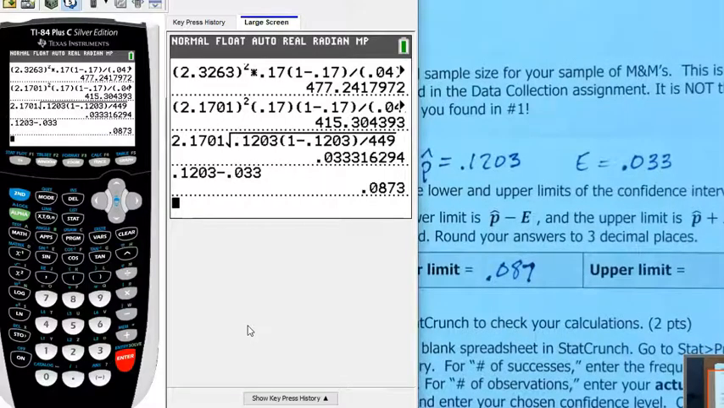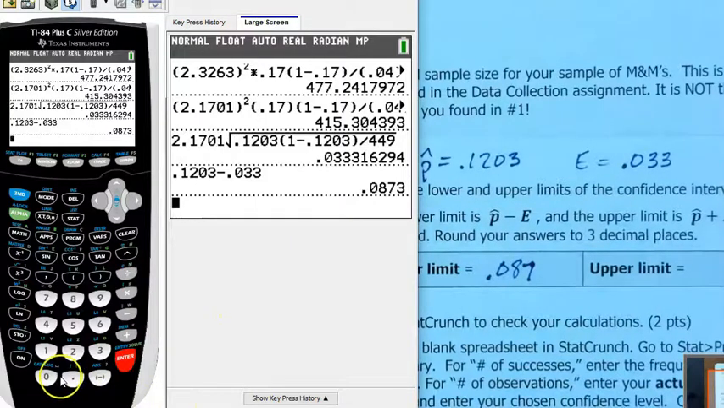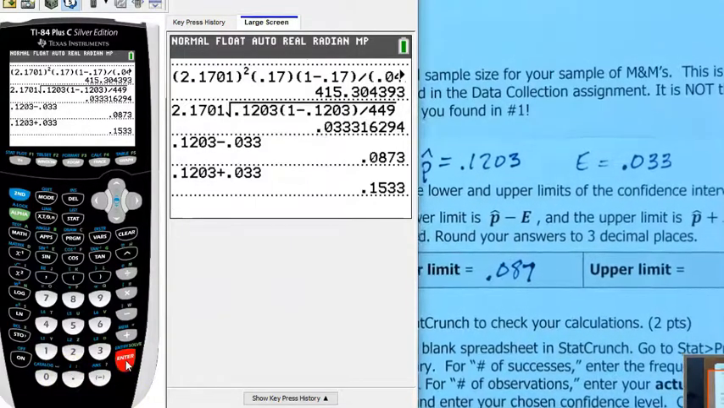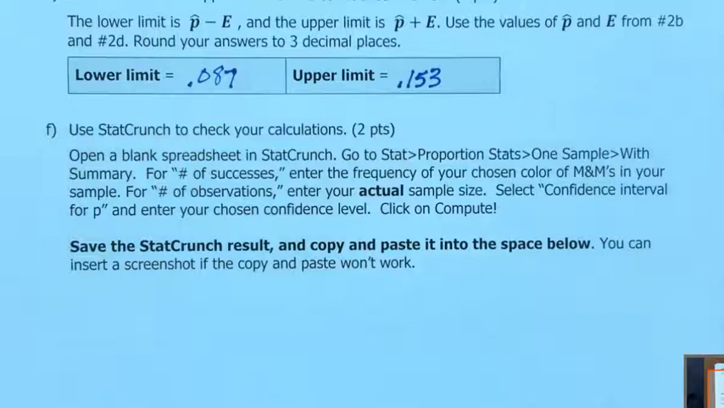For my upper limit, I'm going to take my sample proportion plus my margin of error. That gives me 0.1533. If I round that to 3 decimal places, that gives me 0.153. So here's my confidence interval that I calculated by hand. Now I'm going to use StatCrunch and check my calculations.